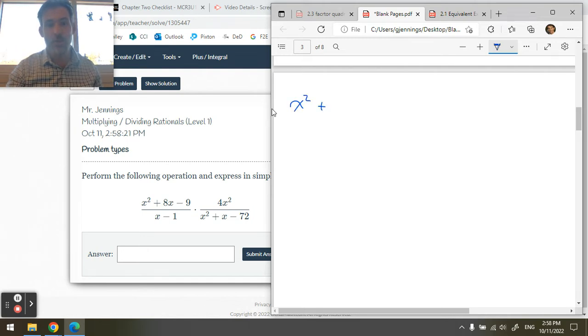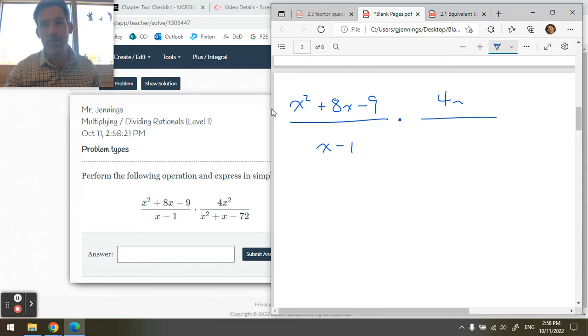x squared plus 8x minus 9, all divided by x minus 1, multiplied by, that little dot is multiplication, 4x squared divided by x squared plus x minus 72. Okay, and I see that two of these are going to factor. This one up here can factor, so I'm going to rewrite the whole line but with the stuff factored.